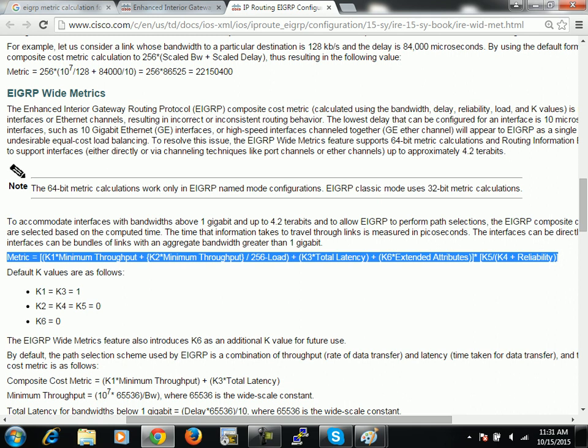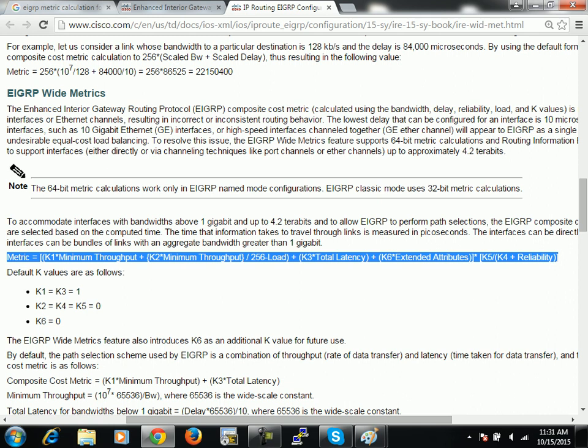64-bit metric calculation works only in EIGRP named mode configuration, right? So now in named mode your metric can be up to 64 bits long. Second, this is the formula. In this formula you can see that they are having minimum throughput, they are having load, they are having total latency.